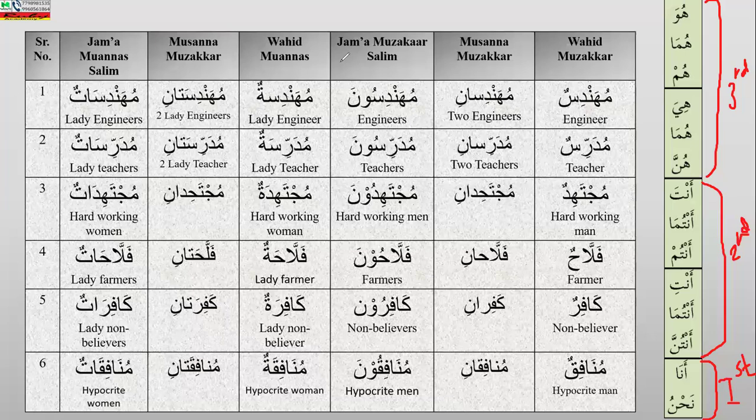Now we will take the sentences here. You can see this is huwa muhandisun, huma muhandisani, hum muhandisuna. So I have written here muzakkar, muzakkar, muzakkar. It means male, masculine. So now we'll take the next three columns. Hiya muhandisatun, huma muhandisatani, hunna muhandisatun. Like that we can practice. Will it be okay? Can we start?